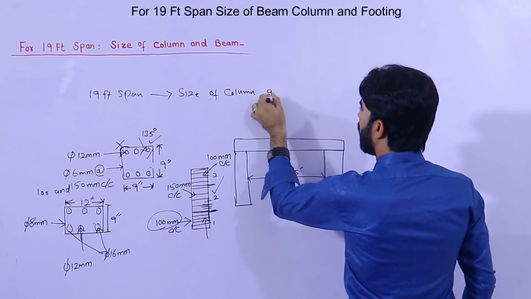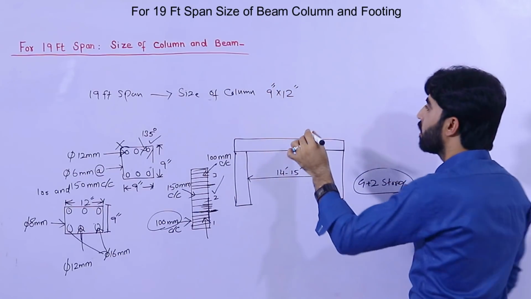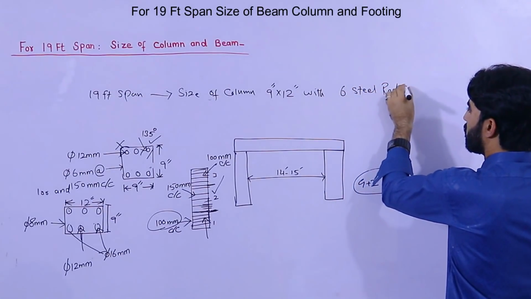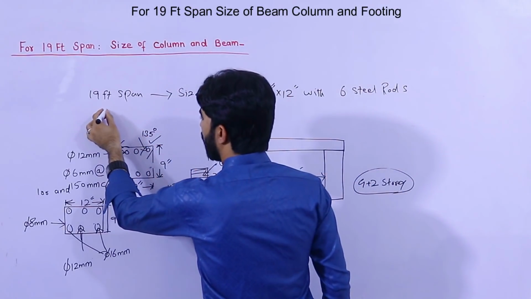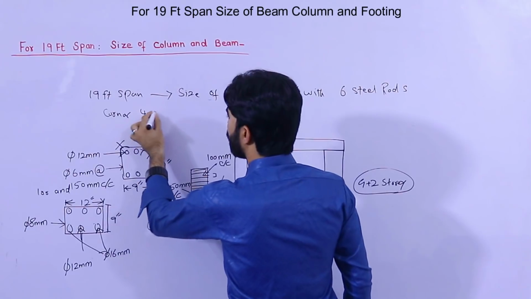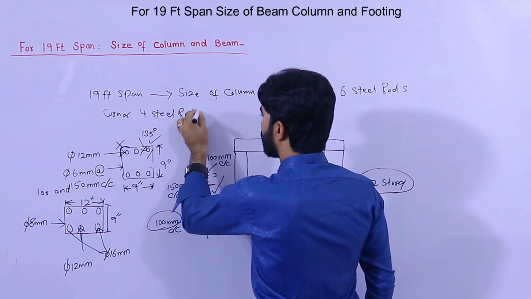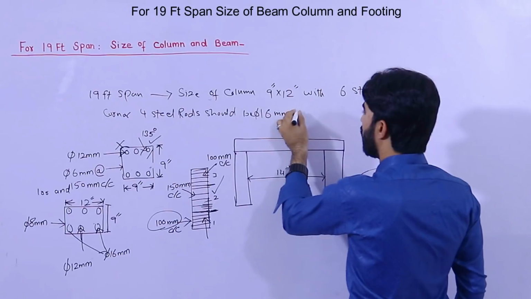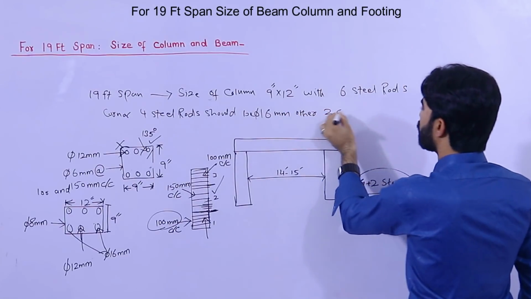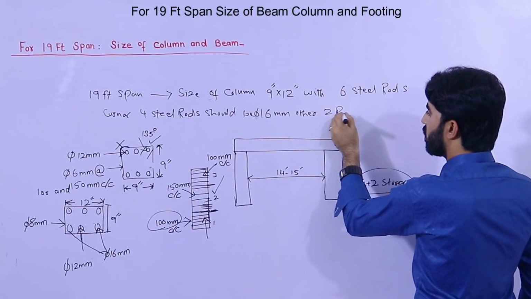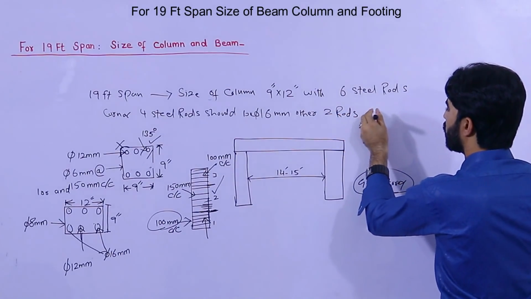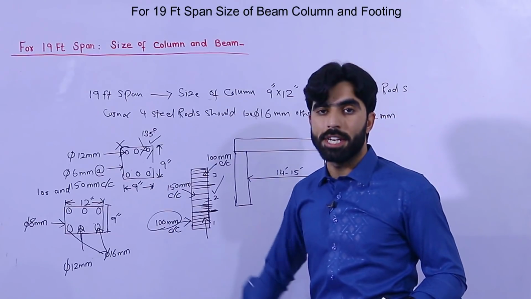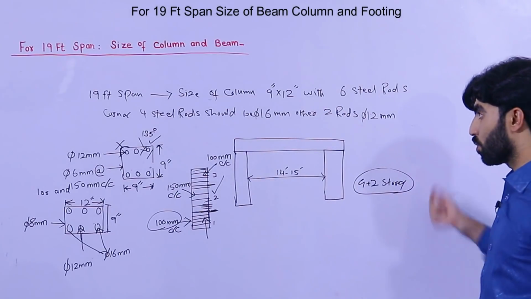should be 9 by 12 inches, right, with 6 steel rods, 4 steel rods, corner 4 steel rods should be 16 mm. Other 2 steel rods mm. Okay, this is for 19 feet span, so it is safe, especially for G plus 2 stories. You can use this one.